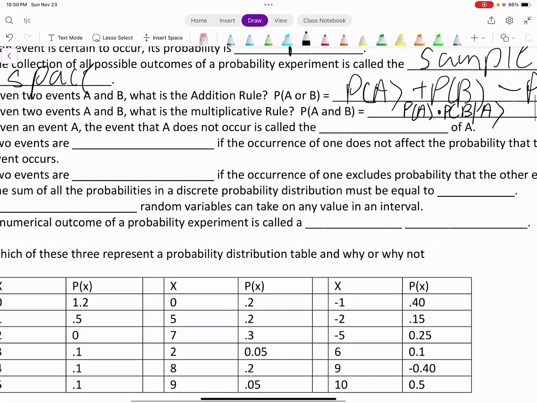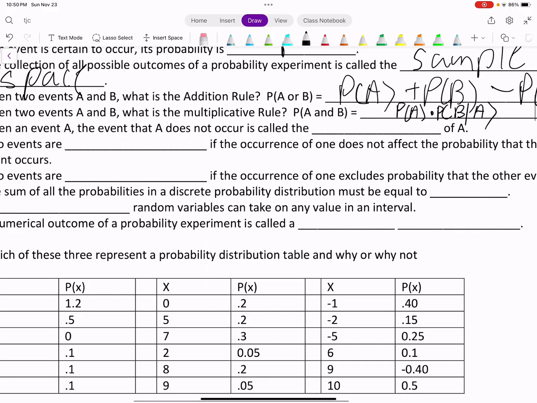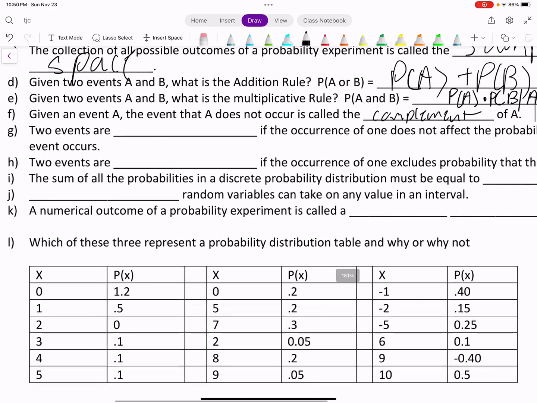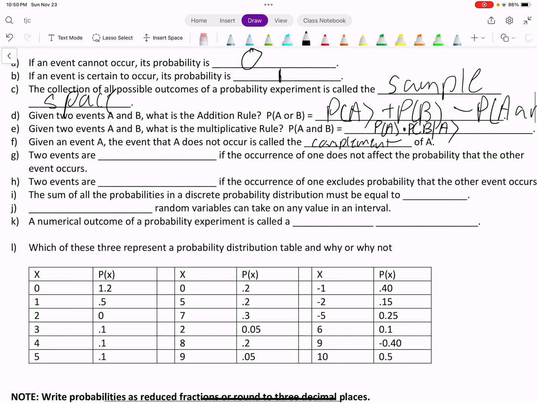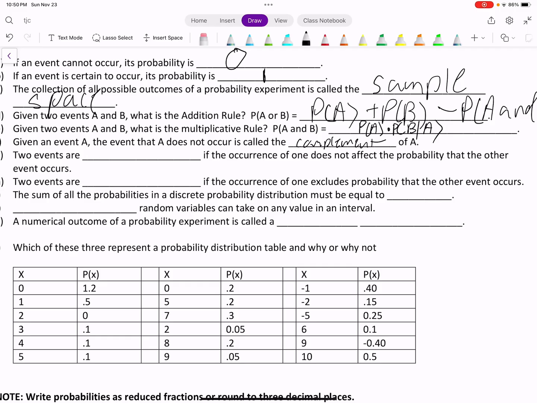Given event A, the event that A does not occur is called the complement. Two events are blank if the occurrence of one does not affect the probability the other event occurs. It's called independent. Two events are independent if the occurrence of one event does not affect the probability of the other. Two events are blank if the occurrence of one excludes the probability of the other. Well, that would be mutually exclusive.